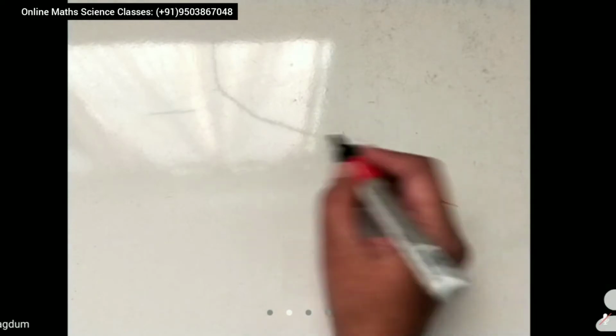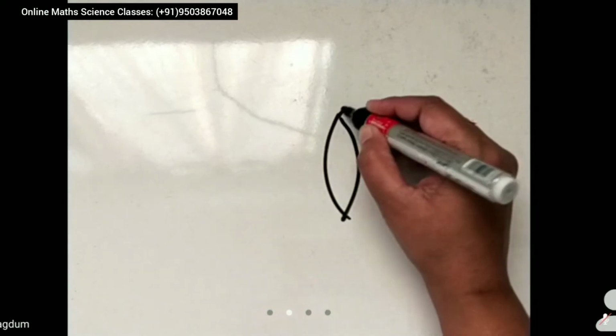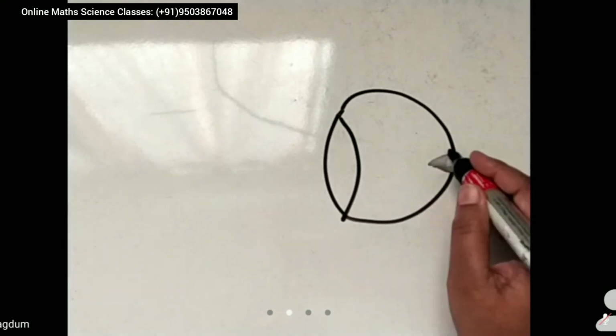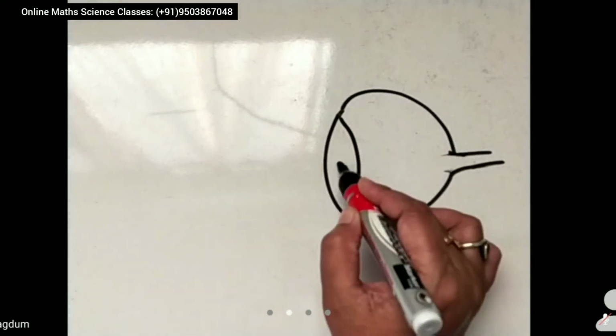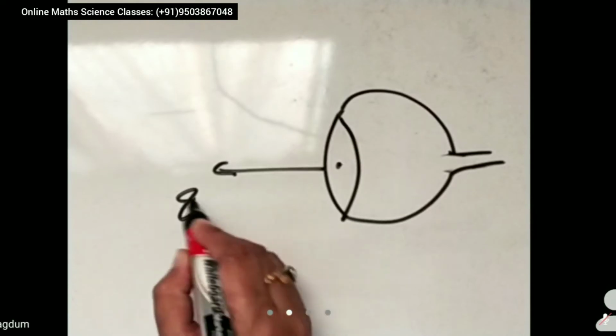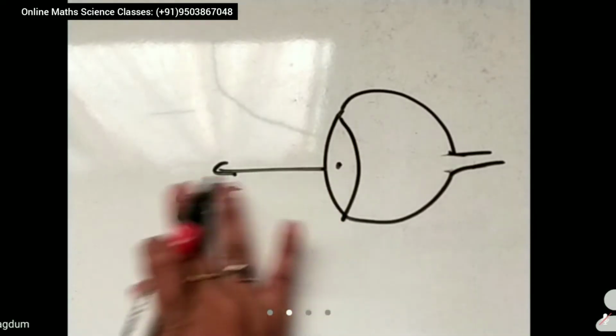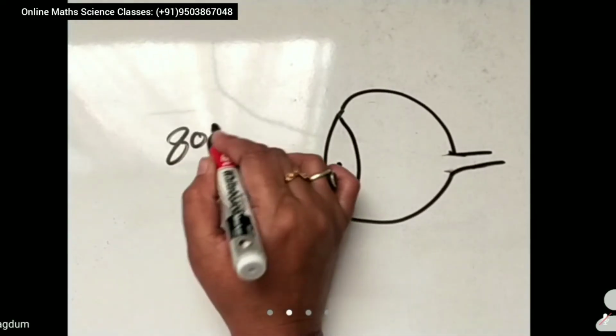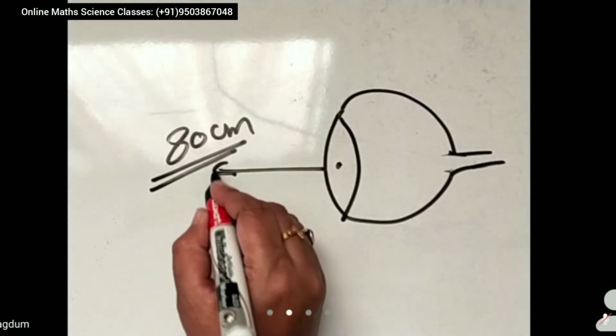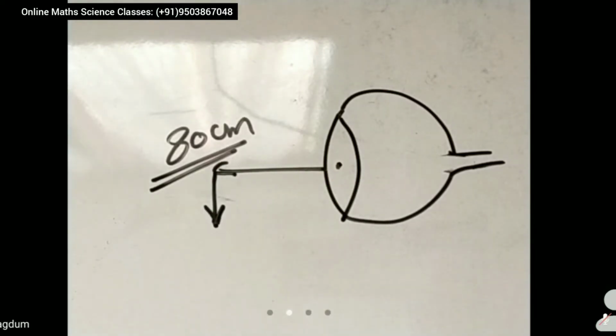Here the far point is given. The far point of a myopic person is 80 centimeter. 80 centimeter means that person can see images up to 80 centimeter. अगर वो person images देख रहा है up to 80 centimeter, like this is the human eye. We know this is the human eye, optic nerve, and that person can see the distance up to 80 centimeter. Here that person can see the image, up to 80 centimeter.